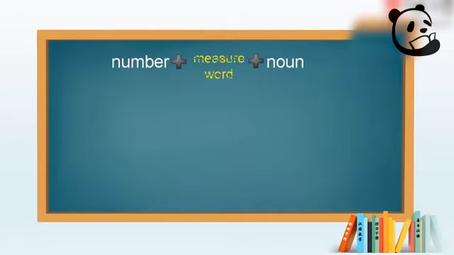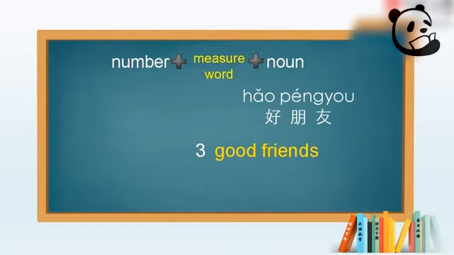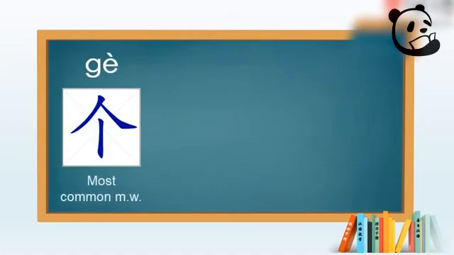measure word in between. The structure is to use a number plus a measure word, then plus the noun. And how would you say three good friends? Good friend is 好朋友. So, three good friends, 三个好朋友. The word 个 is actually the most widely used measure word in Chinese, which is not only used for people, but also used for many objects.